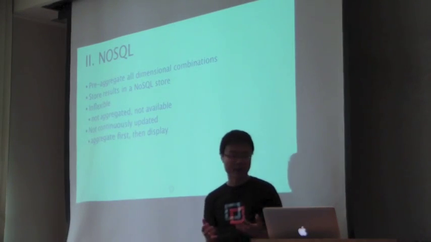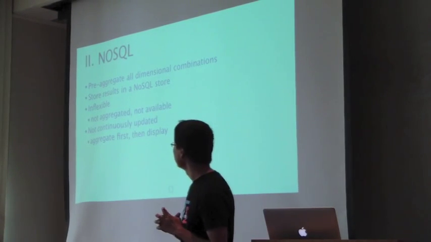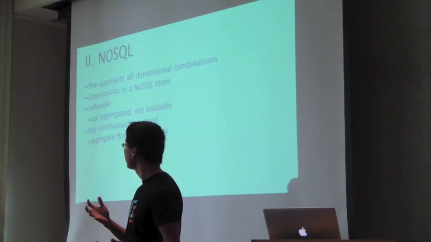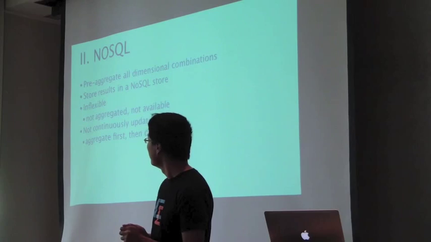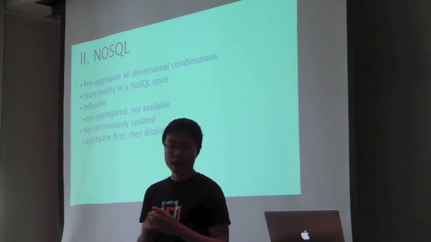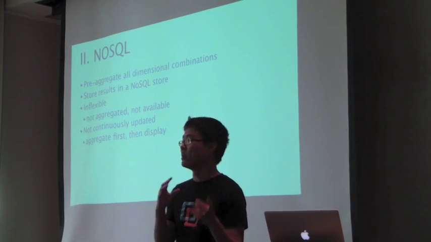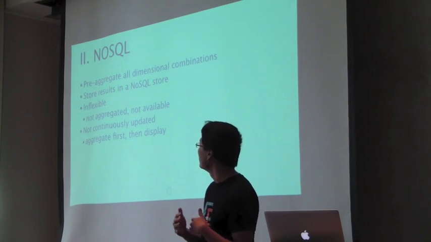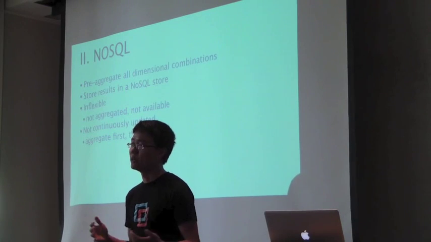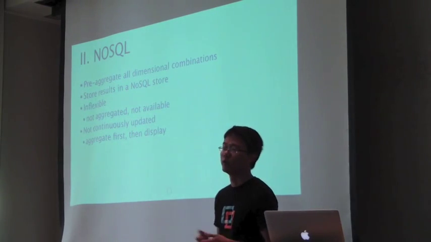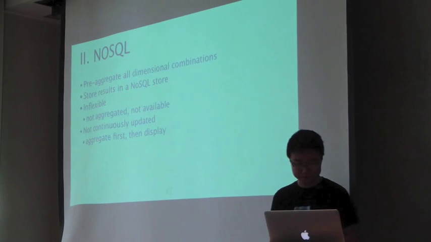So the next thing we tried was NoSQL, and this was about 3 years ago, and the NoSQL solution we tried was HBase. The setup was we would pre-compute different permutations of dimensions. We would store those values in HBase, and query speeds were generally pretty fast because all you were doing was effectively a key value lookup.